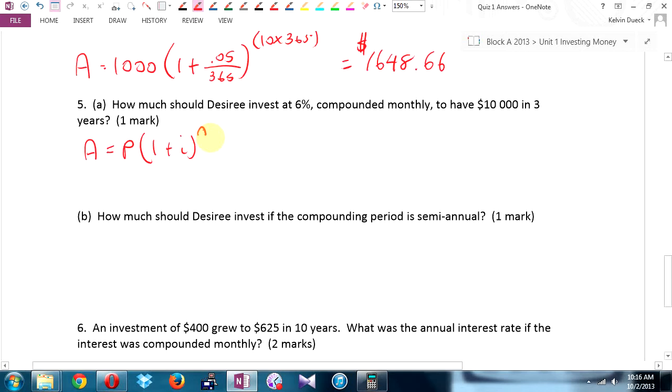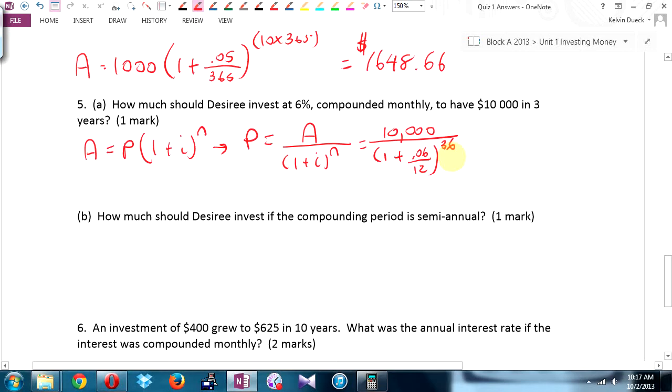P. How would I get the P by itself, my friend? Divide by the bracket and the exponent. Yep. So if I hear you correctly, you're saying the principal is going to be what you end up with divided by 1 plus little i to the n. It's going to be $10,000, I wish, divided by 1 plus 0.06 divided by 12 monthly to the 36. I did the 3 times 12 in my head. I hope I didn't lose you there.